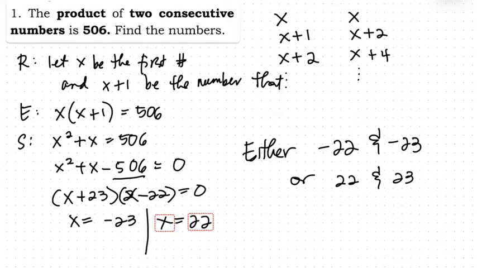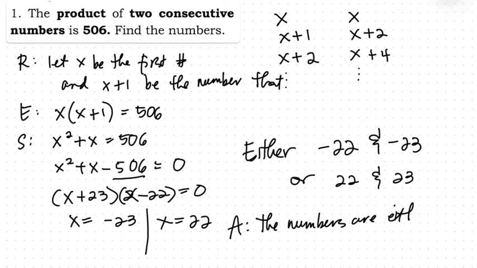So, yan ang possible answers natin, ha? Hindi tayo pwedeng magbigay ng isa lang because we have two possible answers. So, whenever you give your answer, we have to state both. So, the numbers are either negative 22 and negative 23 or positive 22 and positive 23. So your sentence can be as simple as that.